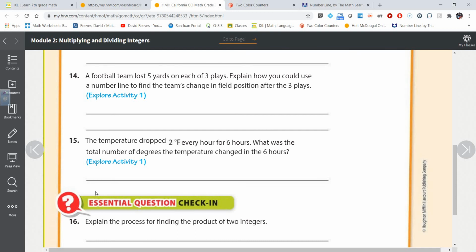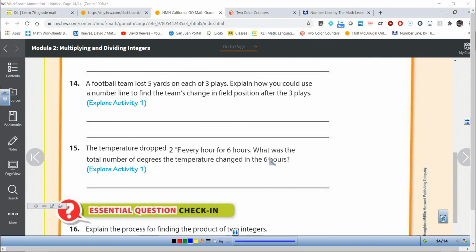What about this one? Last one. The temperature dropped 2 degrees Fahrenheit for every 6 hours. What was the total number of change in degrees for 6 hours? Well, 6 times 2 is 12. But since it was dropping, that would be a negative. So we're looking for negative 2 times 6. So the answer would be negative 12 degrees Fahrenheit.